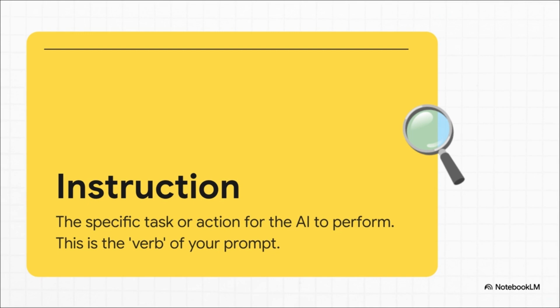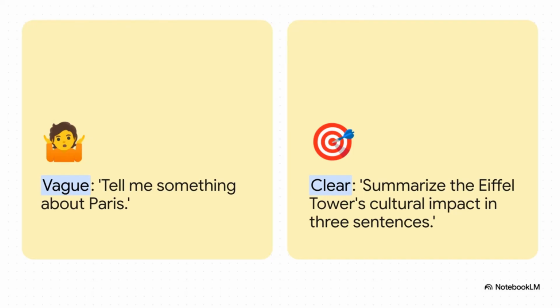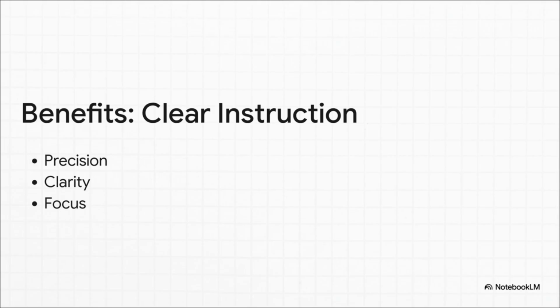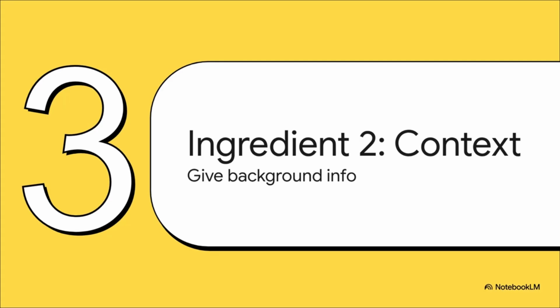A clear instruction gives the AI the same kind of critical direction, and wow, just look at the difference it makes in practice. "Tell me about Paris" is basically a lottery ticket. Who knows what you'll get? But being specific, "summarize in 3 sentences its cultural impact," gives the AI a really clear target to hit, which will give a more useful result. So a clear instruction gives you precision and focus. You're not just hoping for the best, you're aiming for a better outcome.